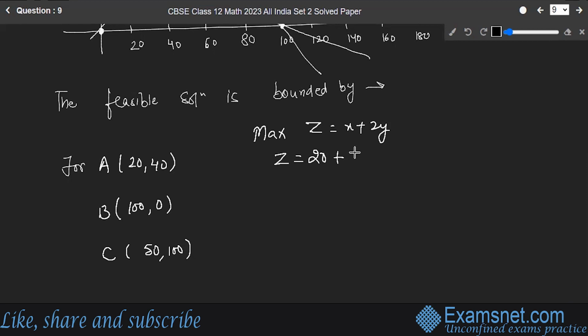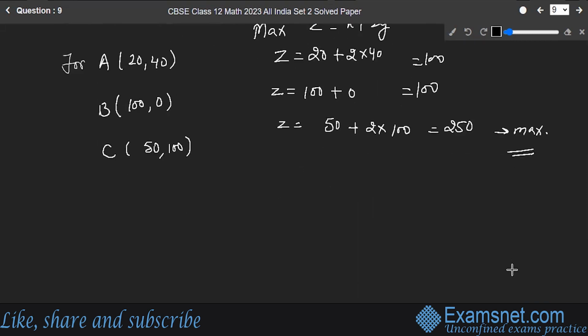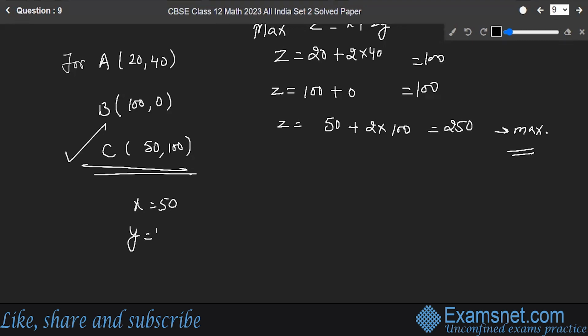At A, this is equal to 20 plus 2 into 40, that is 100. At B, this is 100 plus 0, which is again 100. And for C, this is equal to 50 plus 2 into 100, that is equal to 250, which is maximum, right? Hence, the value of Z is maximum at x = 50 and y = 100. So this is the point C (50, 100). Here the value of x is equal to 50 and y is equal to 100.